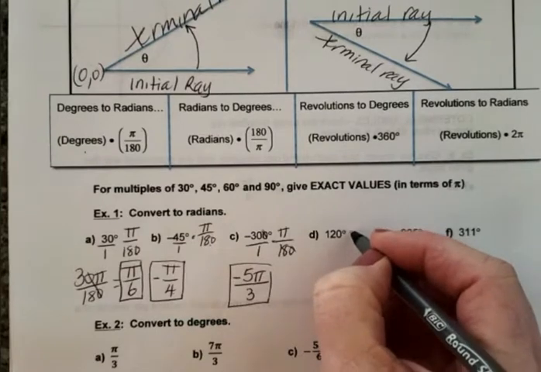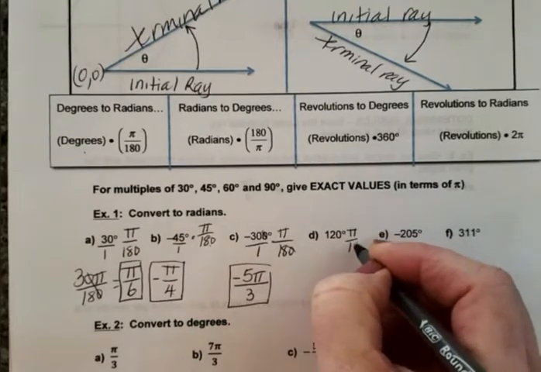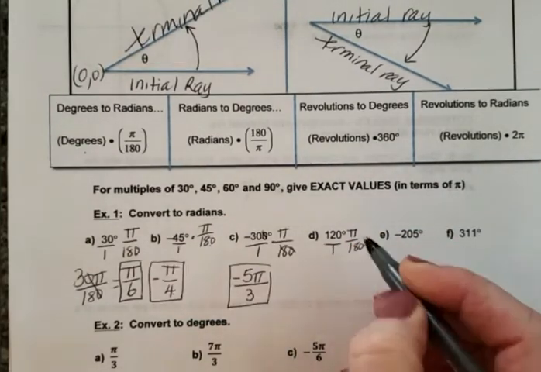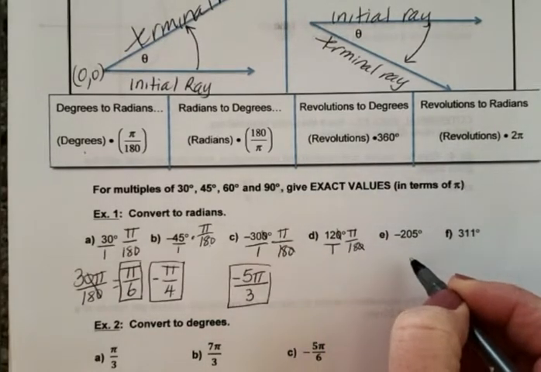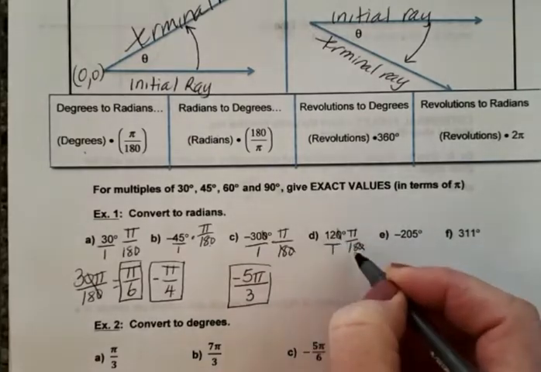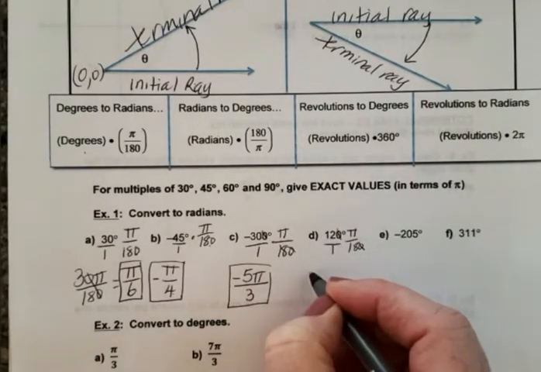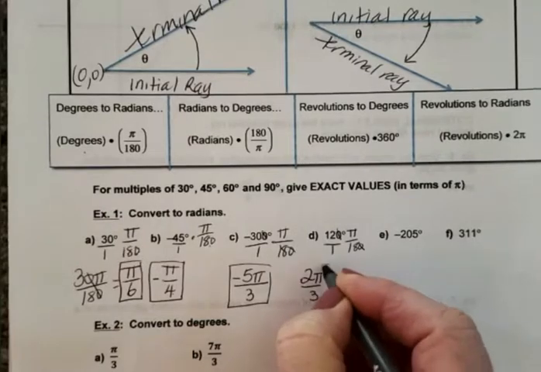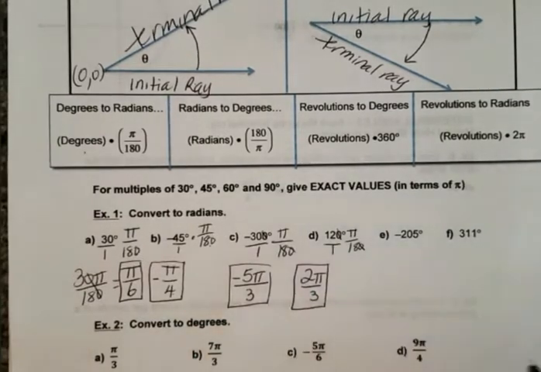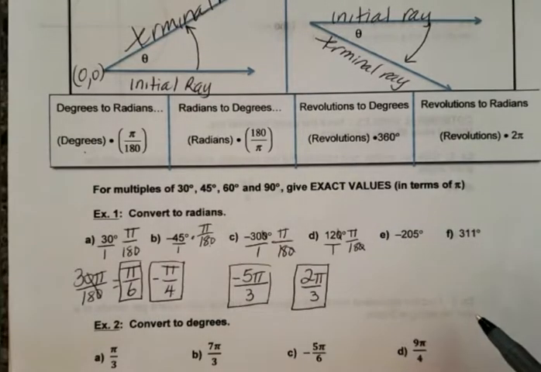120 degrees multiplied by pi over 180, that will give me 12/18 of pi when I divide them both by 10. Divide 12 and 18 by 6, and I will get 2 pi over 3, and it's a positive angle measurement. So 2 pi over 3 is the same thing as 120 degrees.